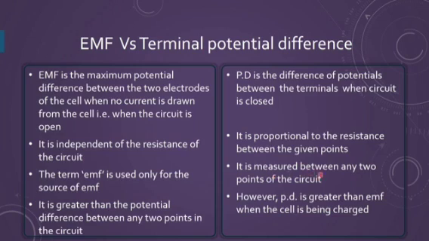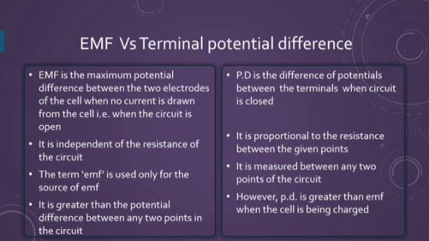But this potential difference can be measured between any 2 points of the circuit. It is our choice where we want to measure. So we can measure between any 2 points, not compulsorily for the cell. And of course, EMF is greater than potential difference when you are talking about discharging, but potential difference can be greater only when the cell is being charged, not otherwise. So these are the points which you have to keep in mind for the difference between EMF and the terminal potential difference.